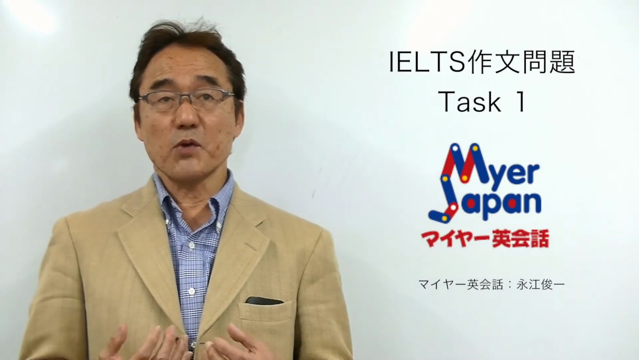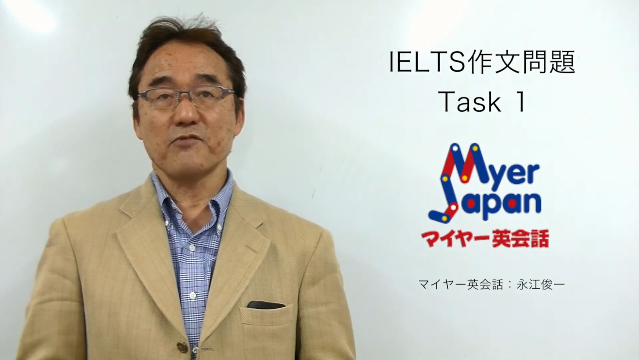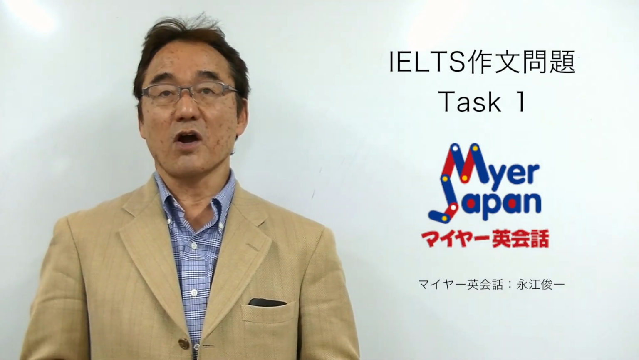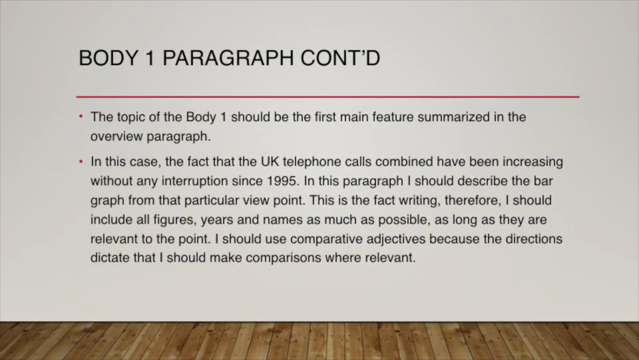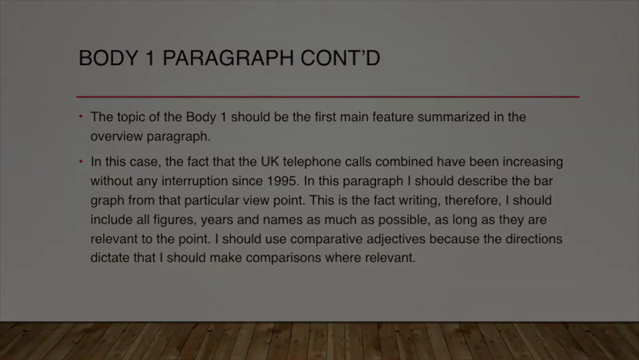The topic of Body 1 should be the first main feature summarized in your overview paragraph. In this case, the fact that the UK telephone calls combined have been increasing without any interruption since 1995. In this paragraph, I should describe the graph in detail, including figures, years, and names as much as possible, as long as they are relevant to the point. And I should make comparisons where relevant.